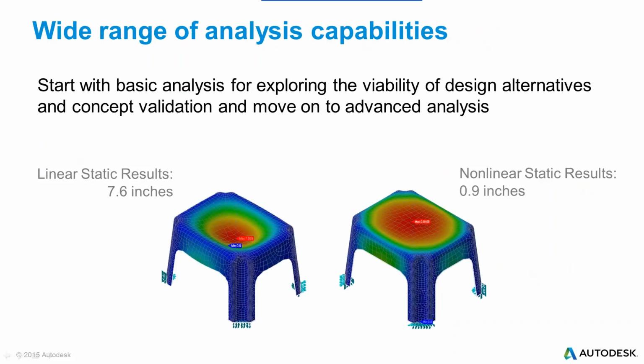We can start with basic analysis for just exploring the viability of design alternatives and concept validations, and eventually we can move on to more advanced analysis, if and when those tools are needed. By using Nastran In-CAD, we have those capabilities here. It has a wide range of analysis capabilities, from the basic standard linear static all the way to nonlinear and heat transfer, and even impact and drop testing. So we can get into anything from simple things to more advanced items right there within the same package.